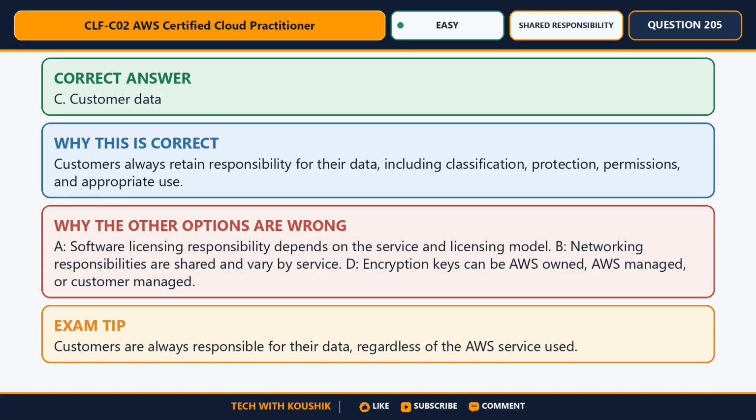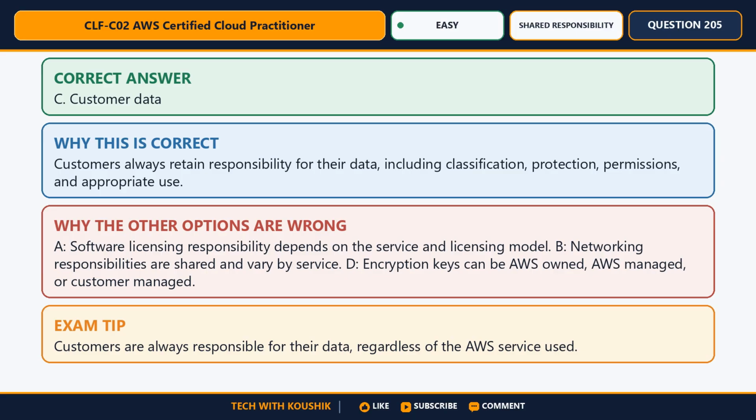The correct answer is C. Customer data. Here is why. Customers always retain responsibility for their data, including classification, protection, permissions, and appropriate use. Why are the other options not correct?